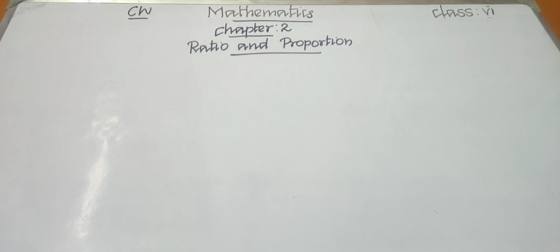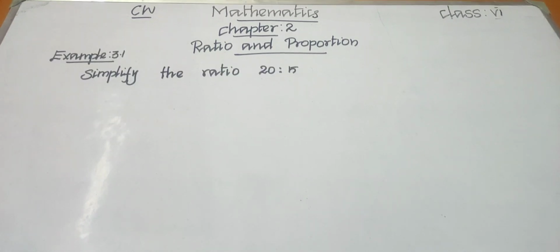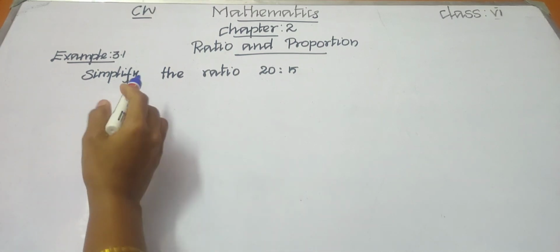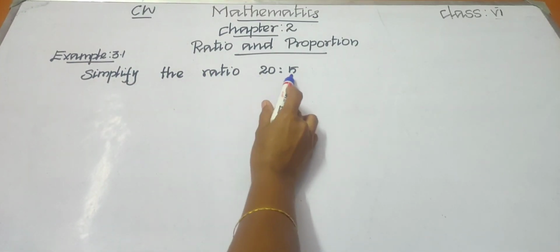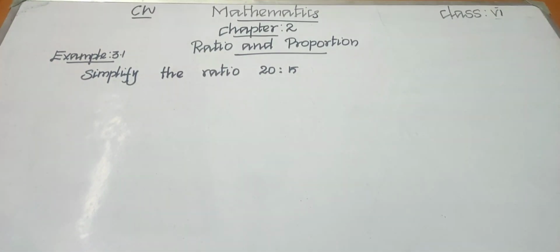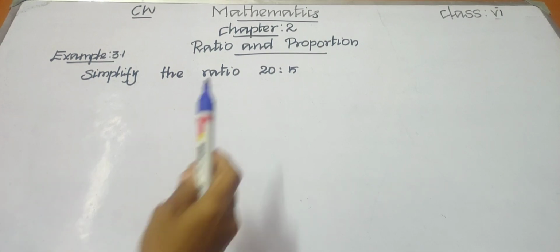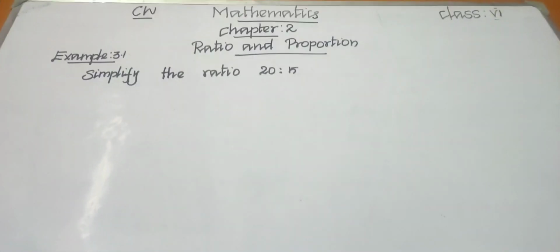Let us do the first example sum. Write this question in your classwork notebook. Example 3.1. Read the question, children. Simplify the ratio 20 is to 5. Already we have said we need to bring the ratio to its simplest form. So first of all, we are going to write this ratio in the form of a fraction.